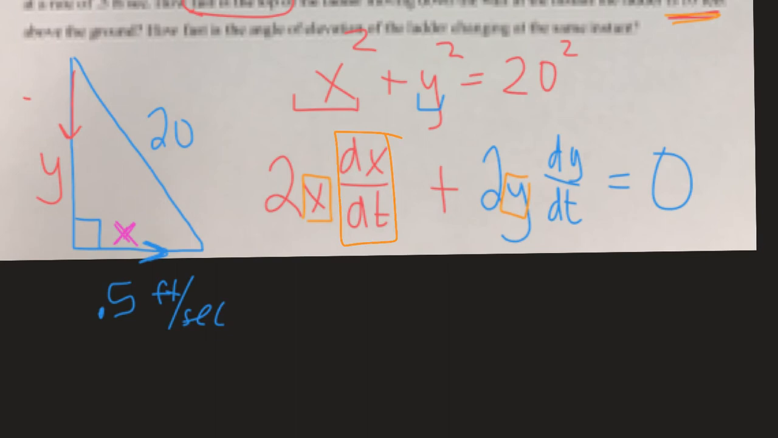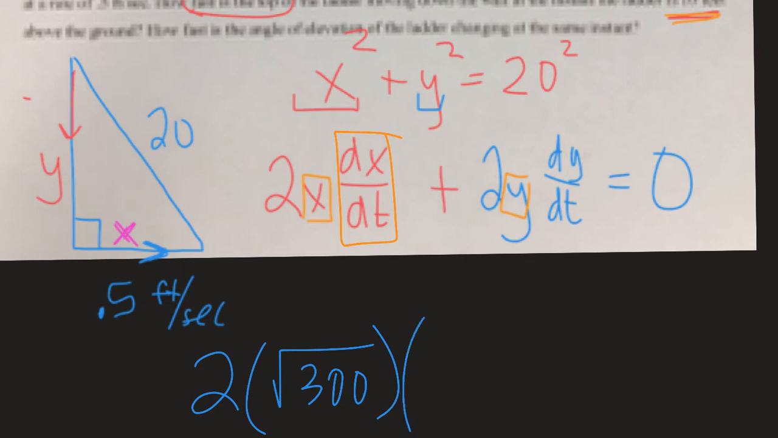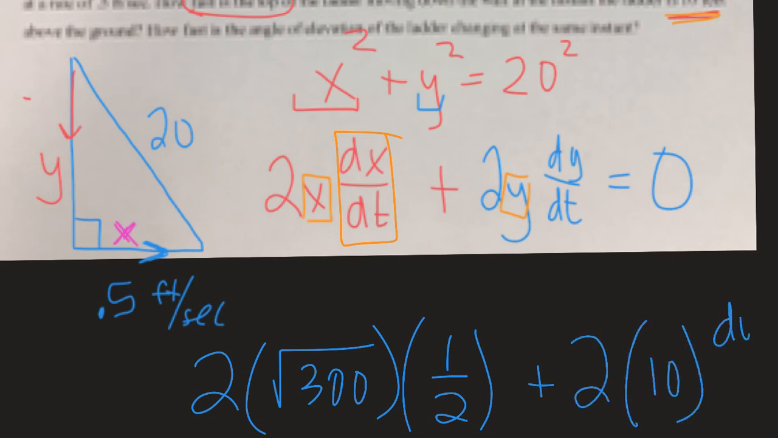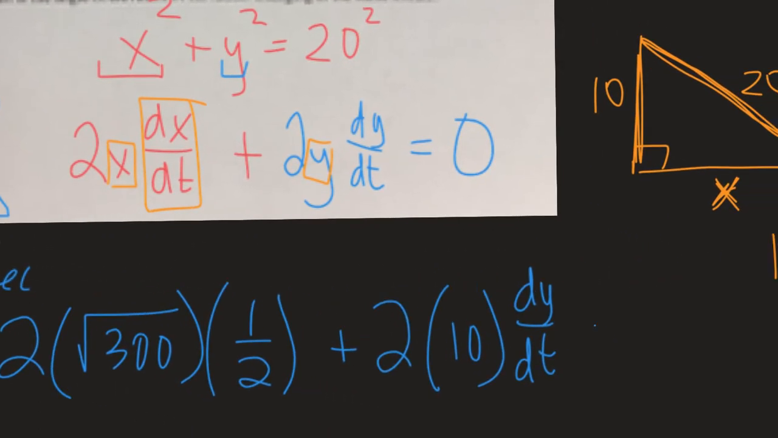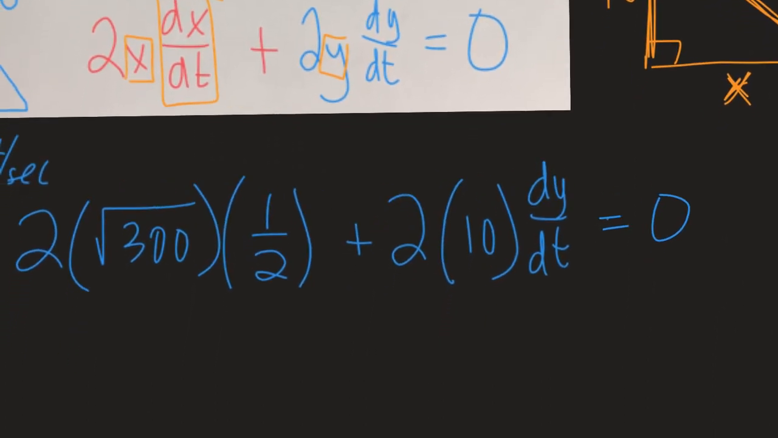Let's do our plug and chug. We have 2 times the square root of 300, which was the length of my x, times the rate of x, which is 1/2 feet per second, plus 2 times my y value, 10, times dy dt. That's what I'm looking for: how fast the top of the ladder is moving down the wall. That equals 0, the derivative of 400.